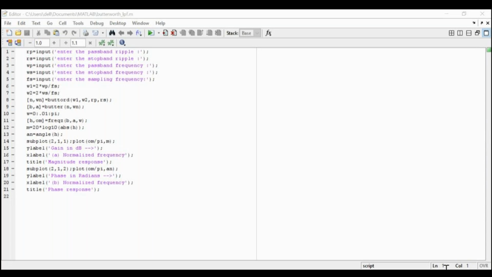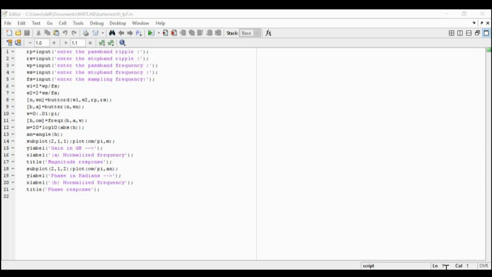Why are you introducing subplot of 211? Because subplot of 211 means 2 rows, 1 column, first position. Subplot of ABC means A rows, B columns, and C is the position. There are two plots to be plotted here: one is the magnitude response, and the second one is the phase response. That's why you are using two plots.